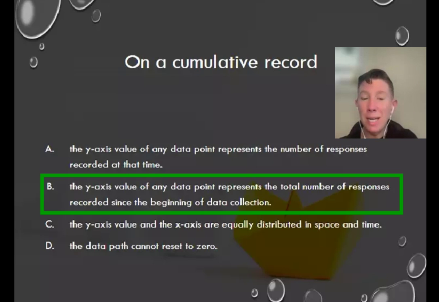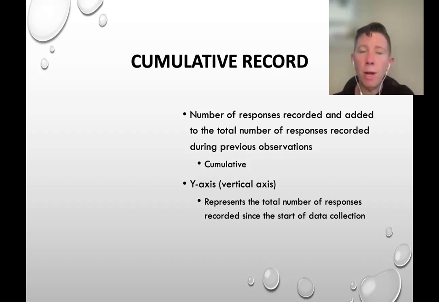The y-axis value of any data point represents the total number of responses recorded since the beginning of data collection. So on a cumulative record, the number of responses recorded is added to the total number of responses recorded during previous observations. This is why it's called cumulative, because we're always adding it to what we've already observed. So the y-axis, or vertical axis, represents the total number of responses recorded since the start of the data collection. Unless, of course, we reset it to 0, and then it would be the total number since that reset.